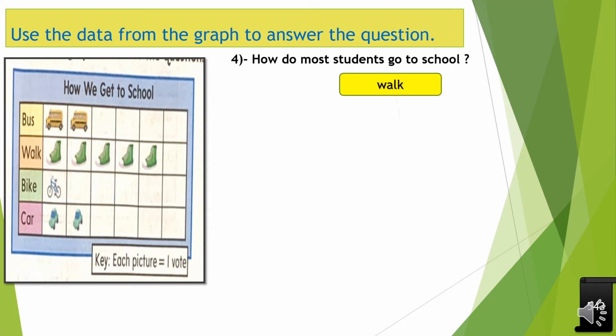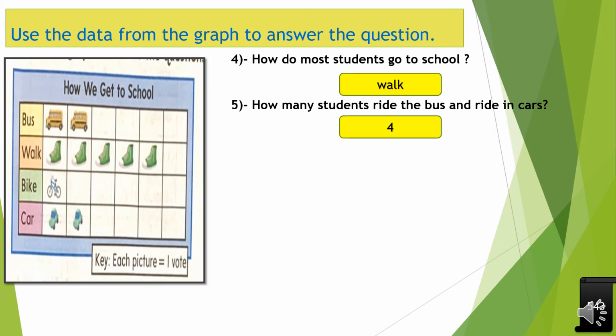Question number 5. How many students ride the bus and ride in cars? Here, how many? So you need to underline or circle how many and the word bus and the word cars. You need to count the total number of students who ride in bus and cars. It will be 4, 2 plus 2.